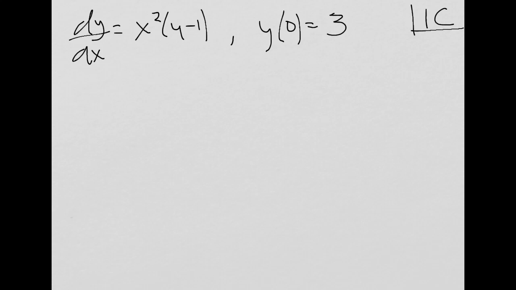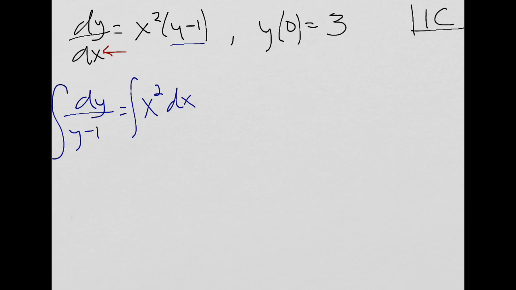So, you should recognize, especially since we've been working them recently, that this is a separation of variables problem. So I'm going to divide by that and multiply by that. So what I get is dy over y minus 1 equals x squared dx. So now it's in an integratable form, so I'm going to integrate.